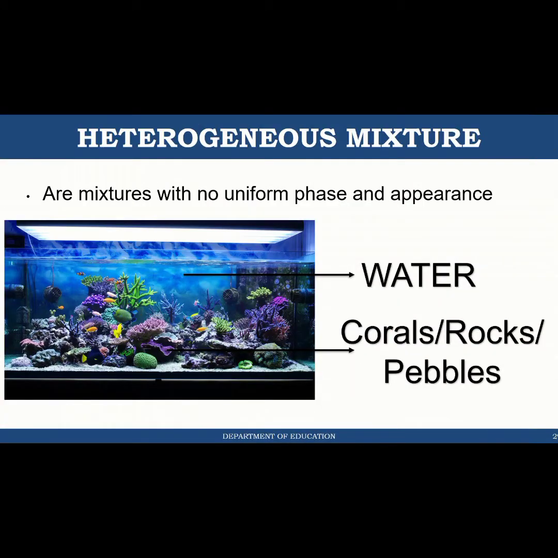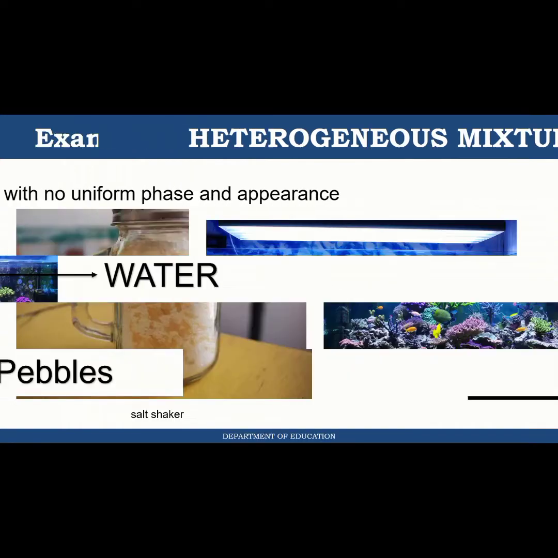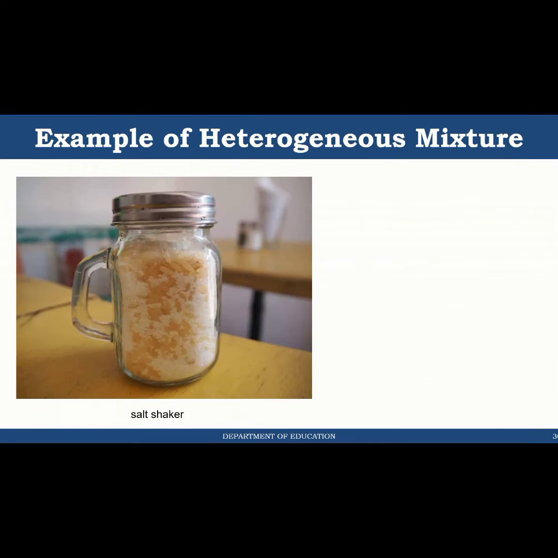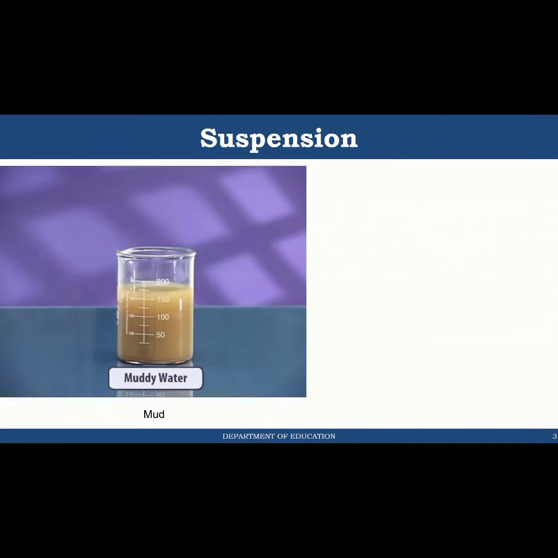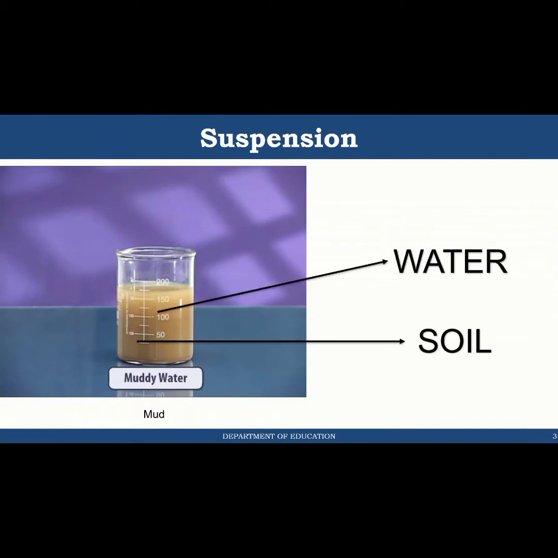Heterogeneous mixtures are mixtures with no uniform phase and appearance. The components of this type of mixture remain physically separated. A heterogeneous mixture is formed when grains of rice are mixed with table salt in a salt shaker container. The salt can be manually separated from the rice grains. Mud, a heterogeneous mixture, is formed when small soil or dirt particles are suspended in water. This type of heterogeneous mixture is called a suspension.